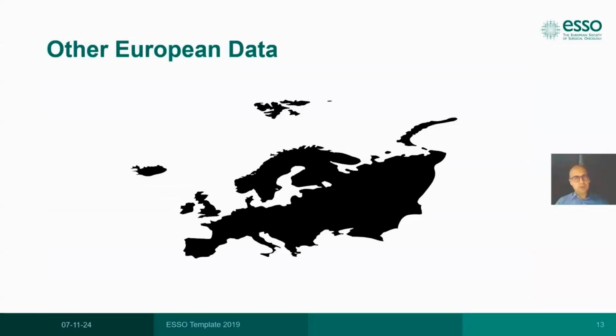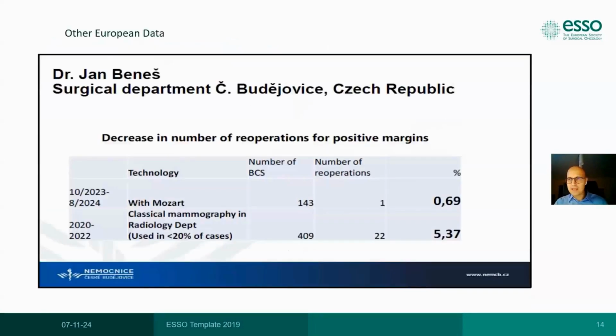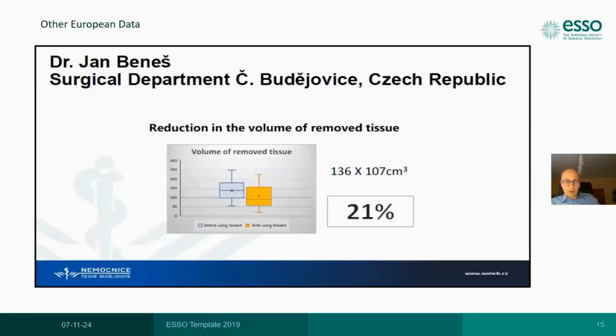So here I would like to share data from other European countries. First, I would like to share data from a friend of mine, Dr. Jan Beneš from the surgical department in the Czech Republic. In his material, after introducing intraoperative assessment with 3D tomosynthesis, he also observed a significant reduction of reoperation due to involved margins, as you can see. And what's also interesting, he observed that after implementation of 3D tomosynthesis, the volume of the specimen decreased by 21%.